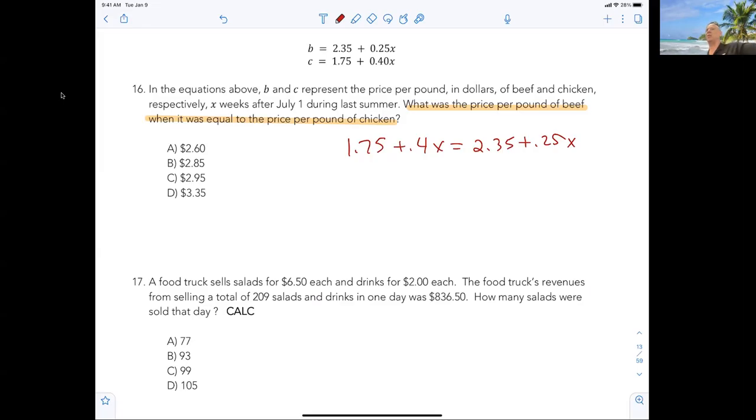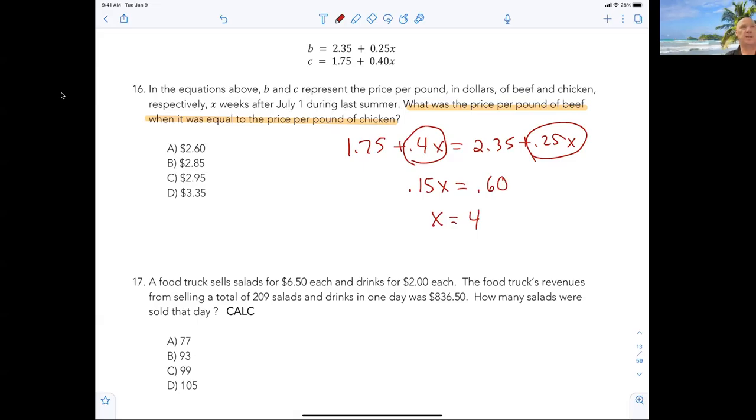Now, of course, it's obnoxious because we have decimals and most kids are uncomfortable with decimals. So I always tell kids, think of this as 40 cents minus 25 cents. 40 cents minus 25 cents to me is 15 cents. And then 2.35 minus $1.75, to me, that was 60 cents. Now, if I divide, how many 15 cents are in 60 cents? Four. I'm happy with that. So x is four.